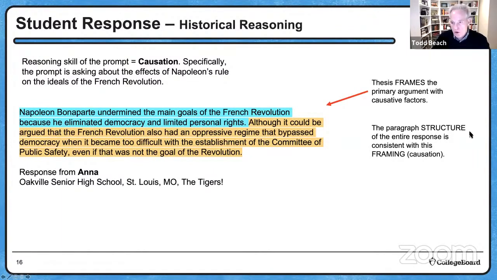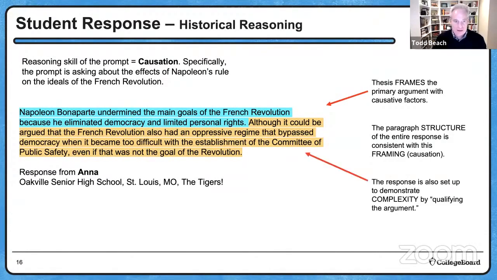So I'm going to tell you that the paragraph structure that Anna gave of the entire response is consistent with framing causation. And that's where Anna would earn the point, because each paragraph is talking about causation or effects of Napoleon's rule. That's how we get at that first reasoning point. And then what Anna did here, the response also sets up to demonstrate later complexity, because we've got this qualifying argument in her introduction, okay? So the point comes from how the whole body of the essay is framed at getting at the causes. This is to eliminate the idea that a kid just gets this prompt, says, oh my gosh, I know a ton about Napoleon, and just starts writing without any reasoning evident in the response, okay?